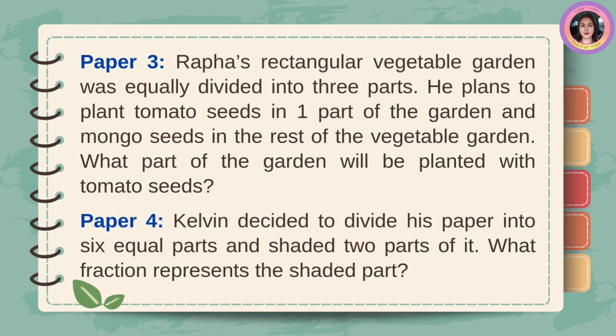Paper 3. Rafa's rectangular vegetable garden was equally divided into 3 parts. He plans to plant tomato seeds in one part of the garden and mungo seeds in the rest of the vegetable garden. What part of the garden will be planted with tomato seeds? Paper 4. Kelvin decided to divide his paper into 6 equal parts and shaded 2 parts of it. What fraction represents the shaded part?